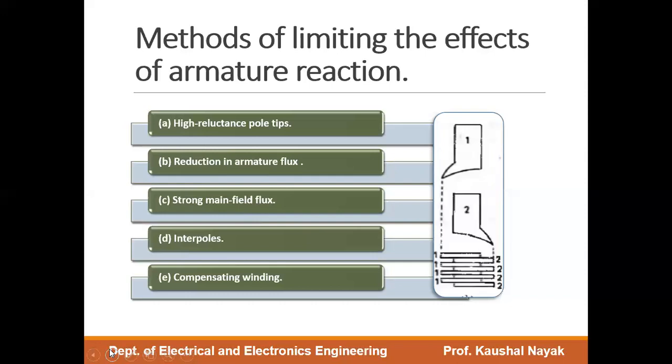The two construction techniques mentioned above reduce the main field flux to some extent. In order to maintain it constant, the main field MMF must be raised accordingly. But the influence of increased pole tip reluctance is more pronounced on the cross flux than on the main field flux.